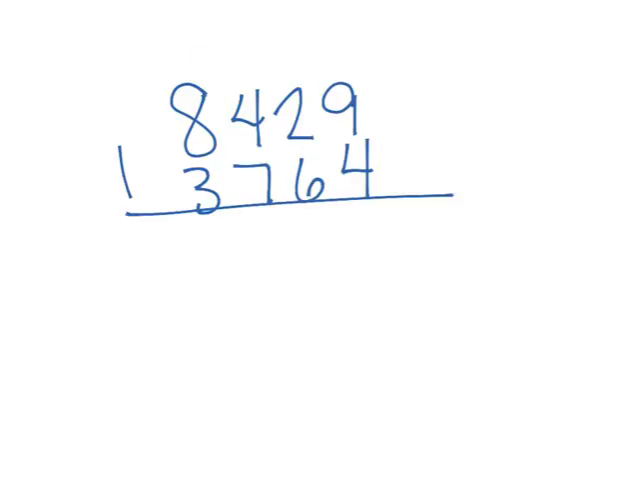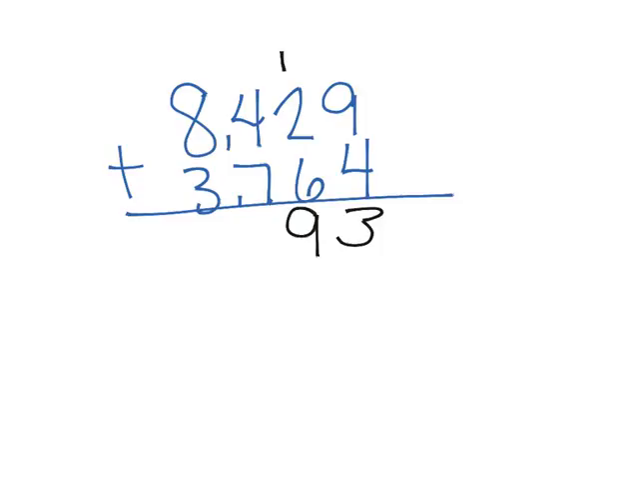Okay, our next addition problem is 8,429 plus 3,764. I'll work it through very quickly for you. Please follow along. 9 plus 4 is 13. Carry my one group of 10. Leave my 3. 60, 20, and 10 is 90.